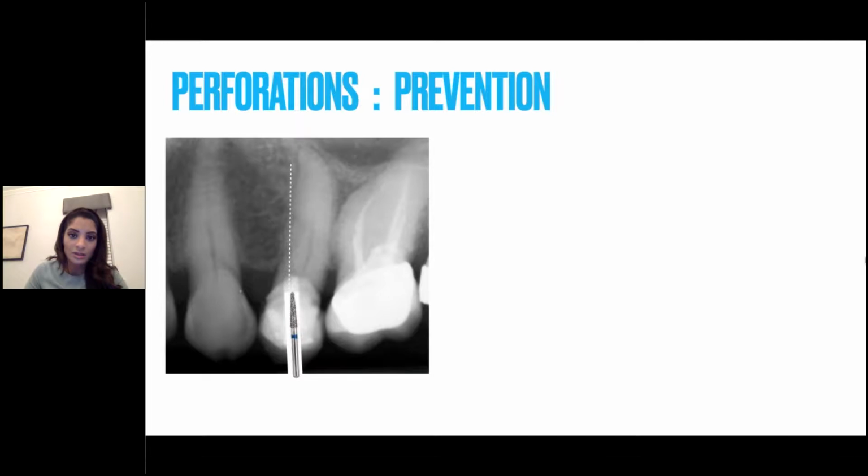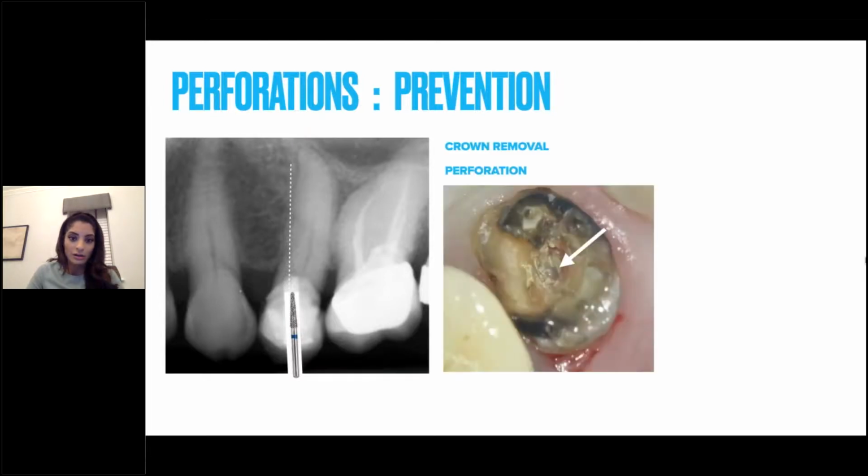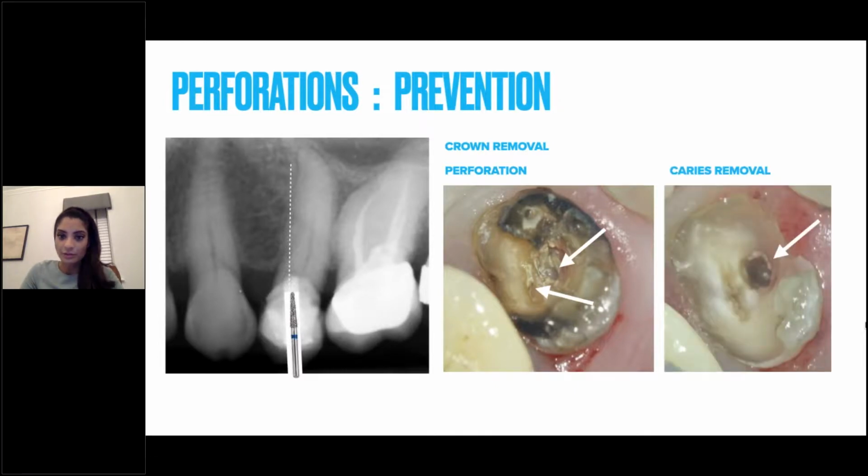So it's really important to examine your preoperative radiograph. This is after the temporary crown was removed. You can see that there's some caries here. But straight away, I saw that there was a perforation on the mesial aspect of the tooth here. This is where the true canal lies. And this is after the caries was removed. And you can see again, the arrow is pointing to the perforation. And this area here is where the true canal lies.